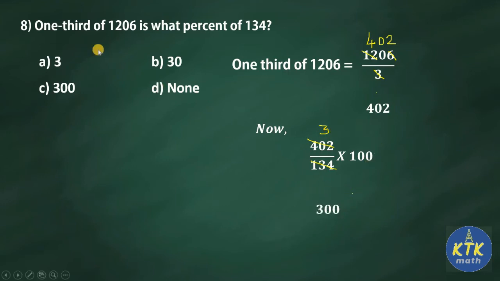So this question has 2 parts. First we need to find 1/3 of 1206 separately, and then compare it with 134, multiply with 100 to get the percentage. After cancellations you will get the answer 300. So answer for your 8th question is 300. Now we will move on to the 9th question.